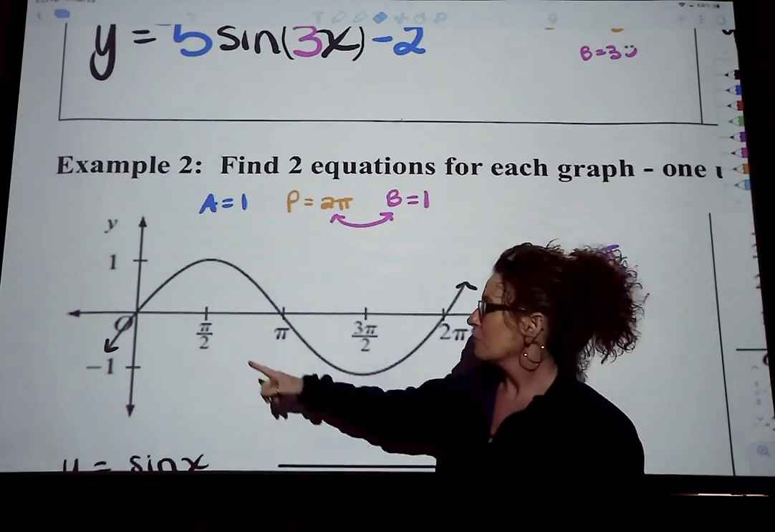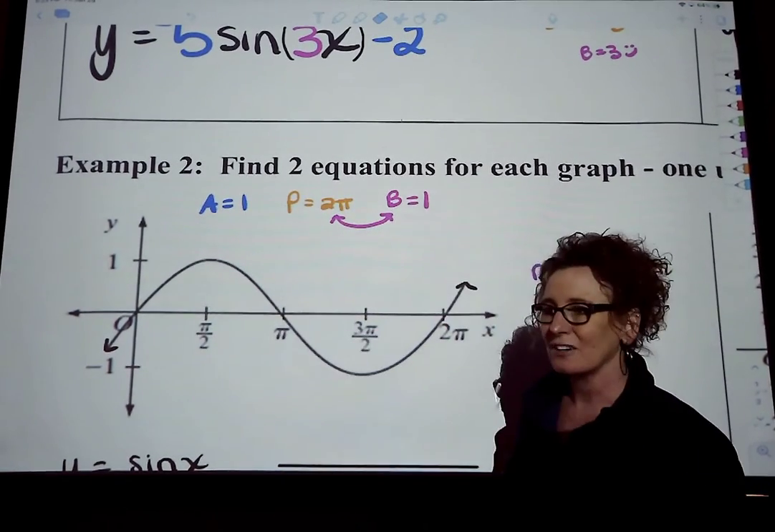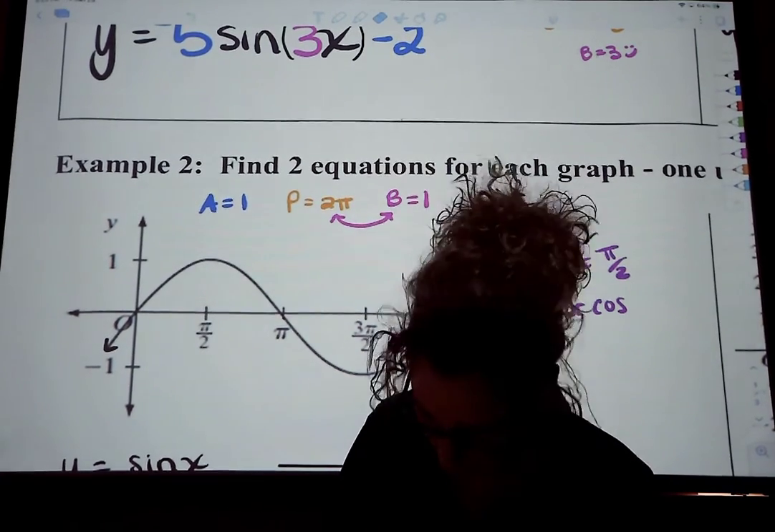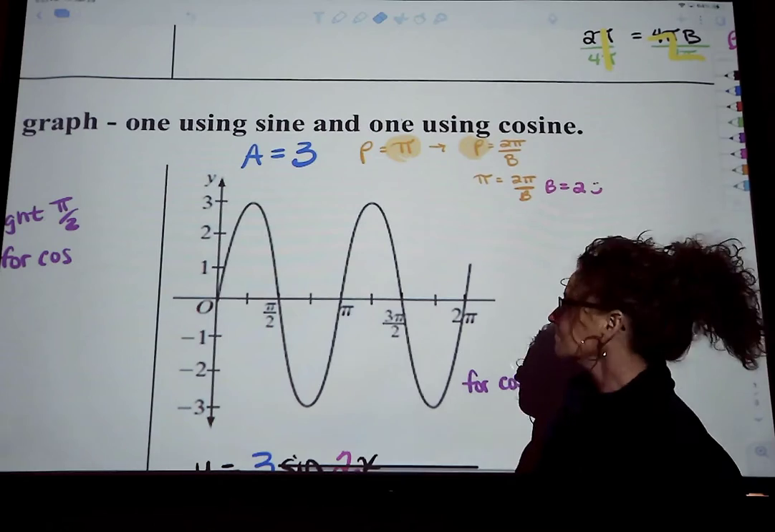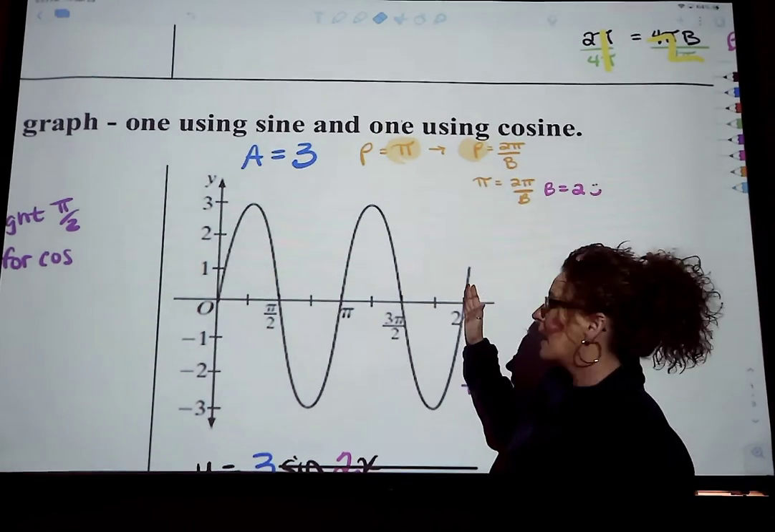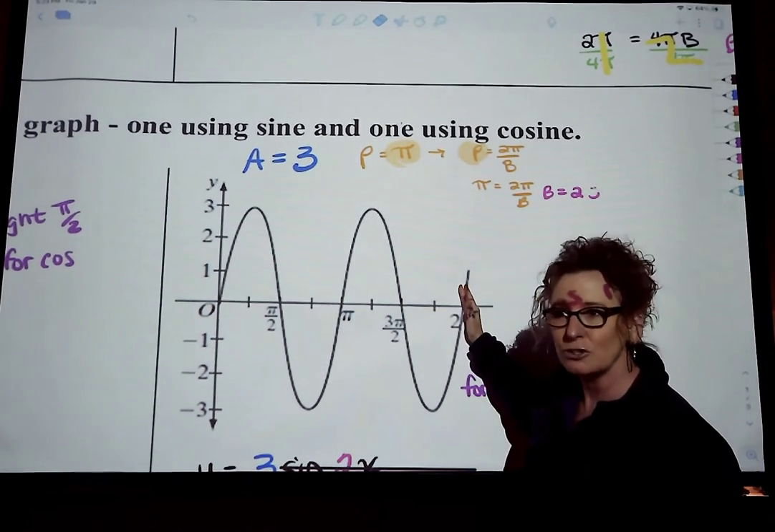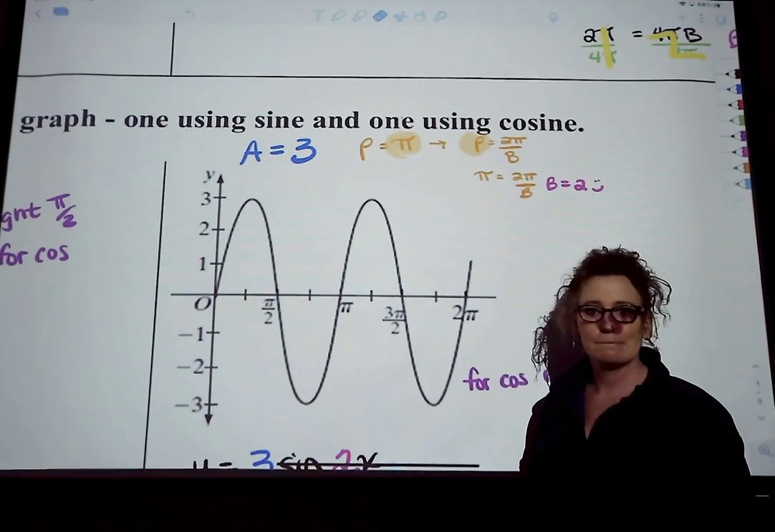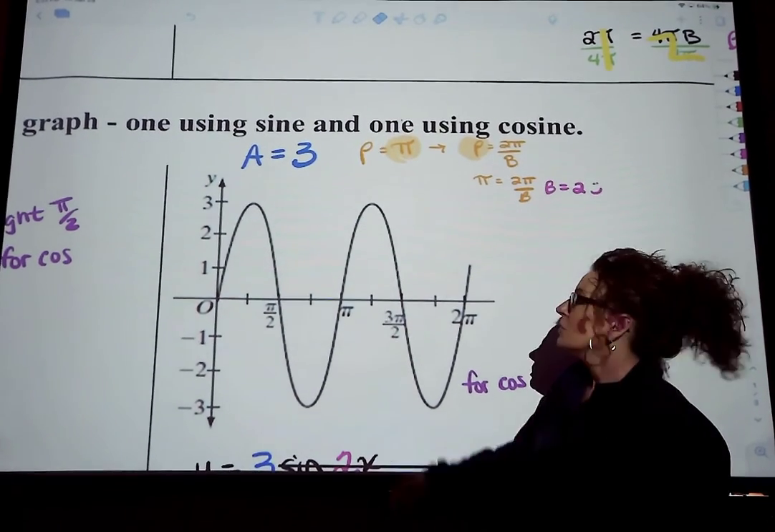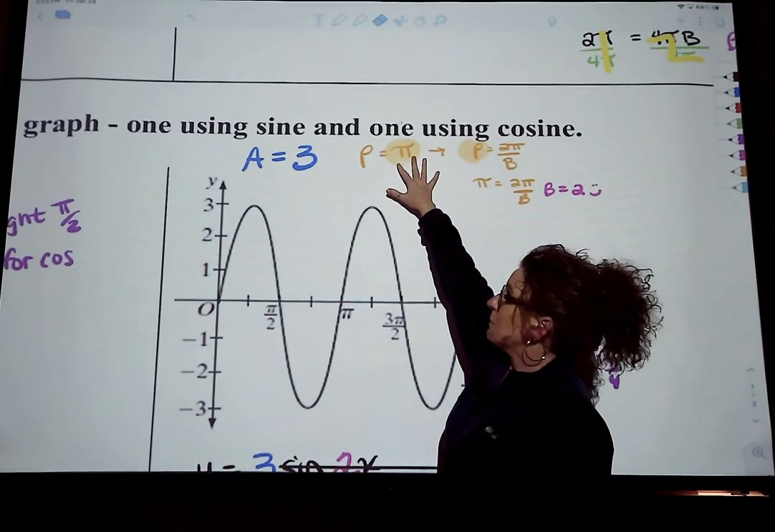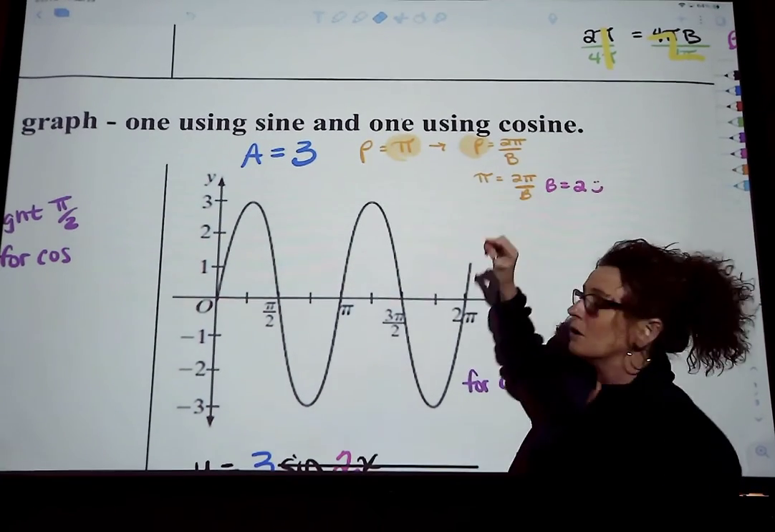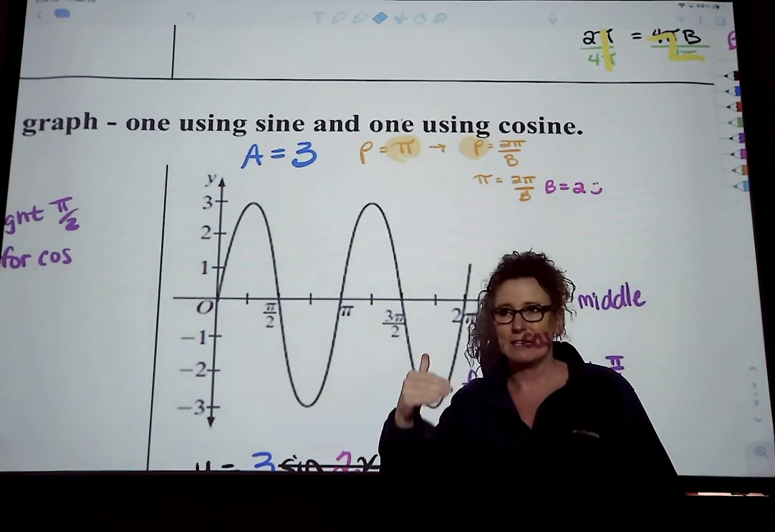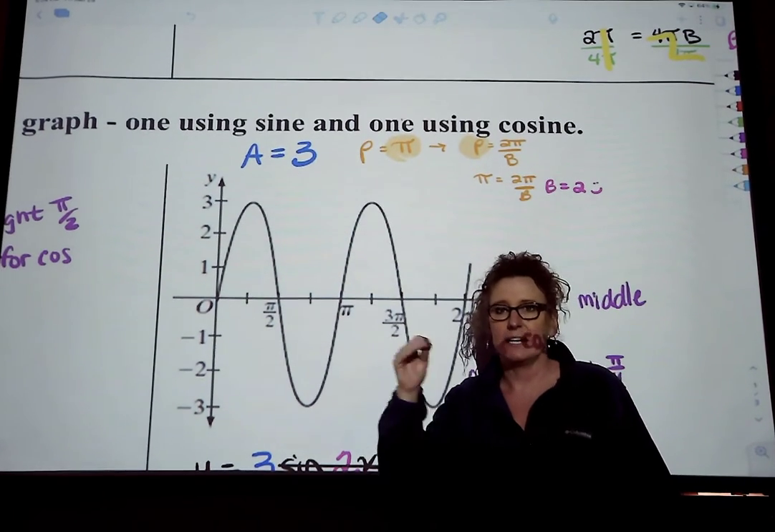So ready? From 0 to 2 pi, how many sine cycles do you see? 1. B is 1. Well, we knew that already. Next one. From 0 to 2 pi, how many sine cycles do you see? I see 2. B is 2. You can always go look at the period for 1 cycle and do your little formula, or you can recall that B represents frequency. Frequency is how many times you see a cycle in a 2 pi period.